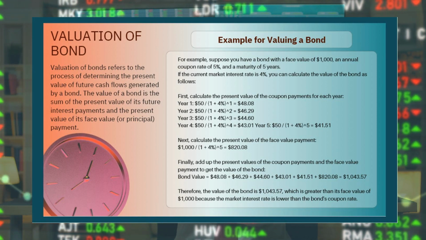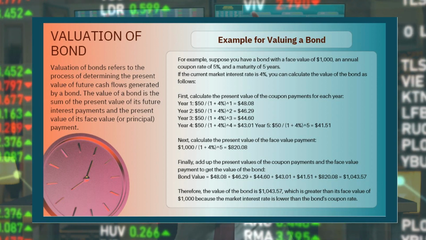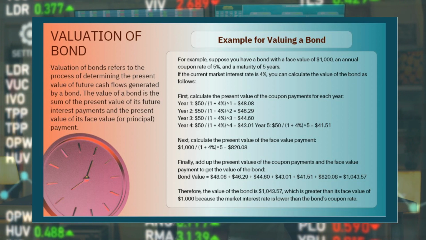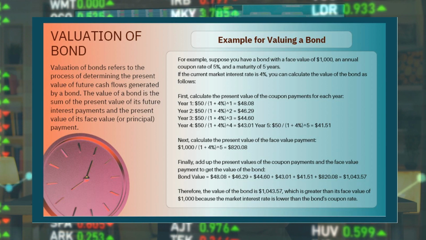The next step is to calculate the present value of the face value payment, which is $1,000 divided by (1 plus 4%) to the power of 5. That will give you $820.08.